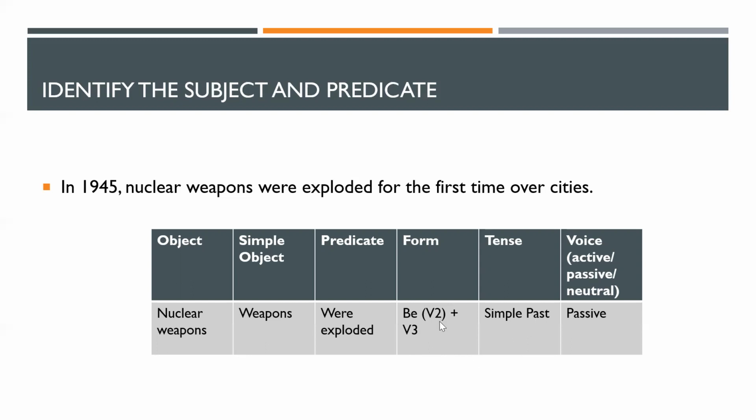The first word in the form of the predicate will determine the tense of the sentence. Okay, because we have here verb 2, the tense will be simple past.